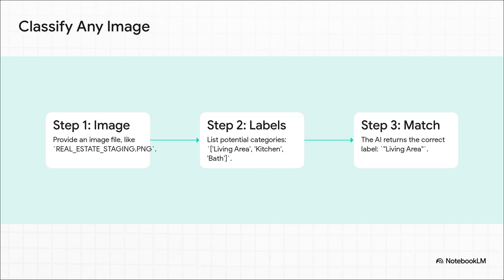Okay, so classification. This is another really powerful one. Just imagine you're running a real estate website, right? With a function like AI_CLASSIFY, it's just so simple.